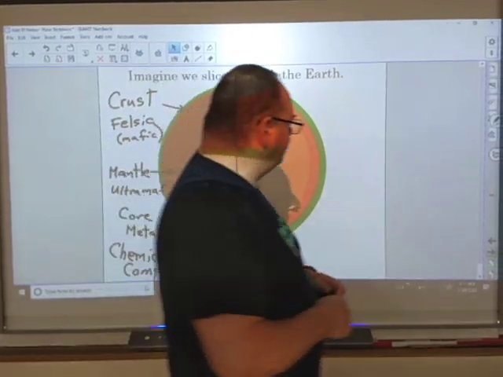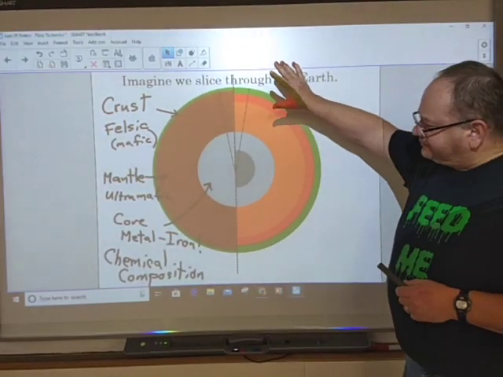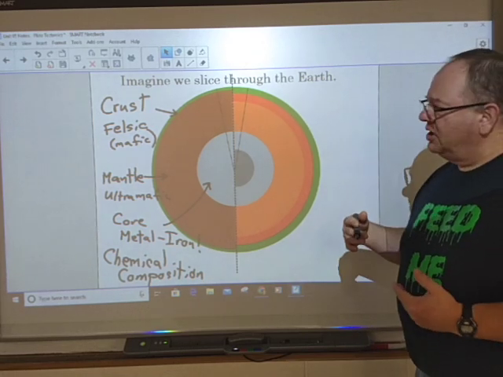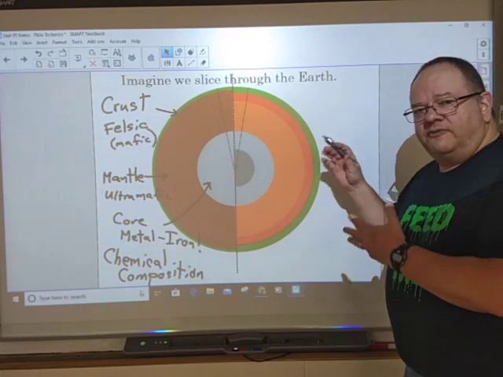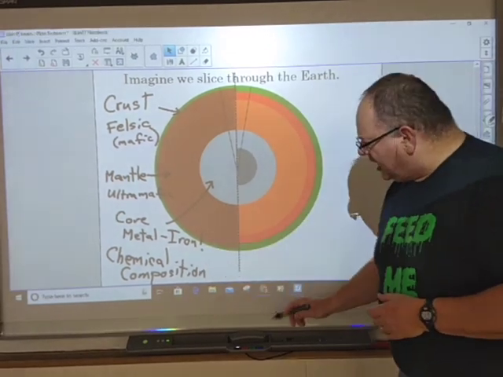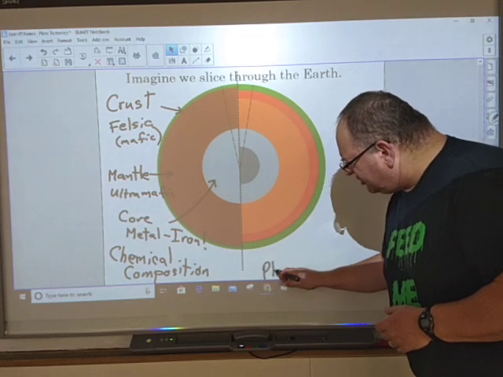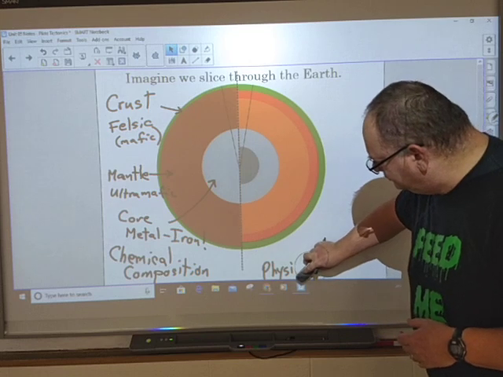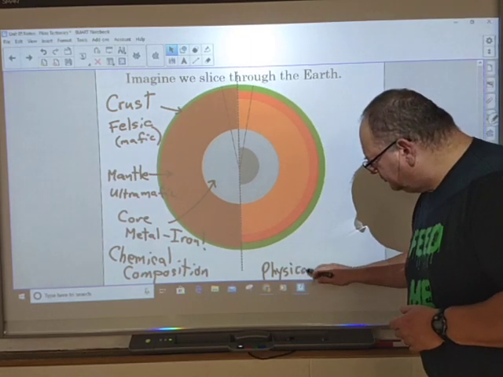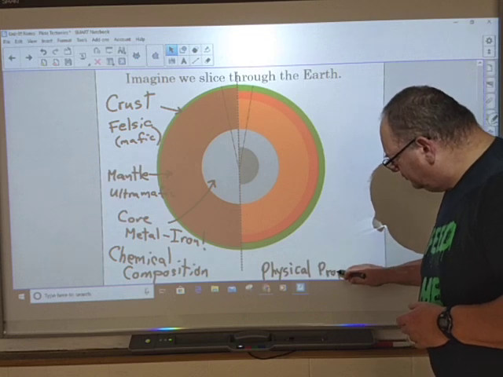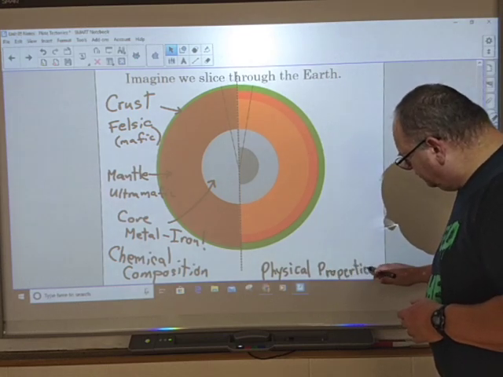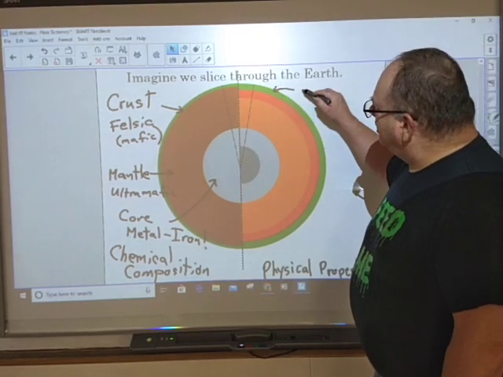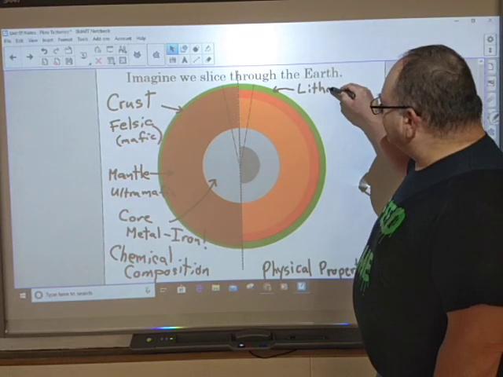Okay, that's fairly simple so far. So now I have the other side with different layers drawn, because we're going to use a different set of criteria. Instead of chemical composition, over here we're going to talk about physical properties. Alright, so starting from the very surface of the earth, we have a layer called the lithosphere.